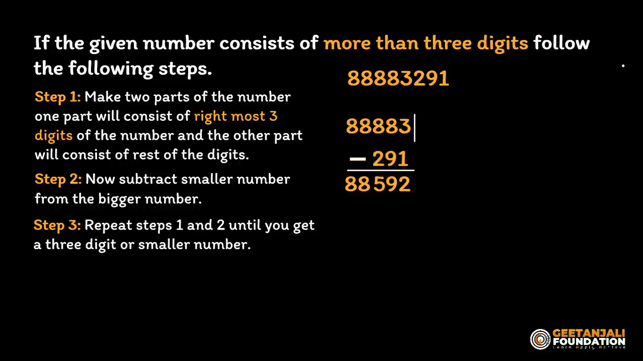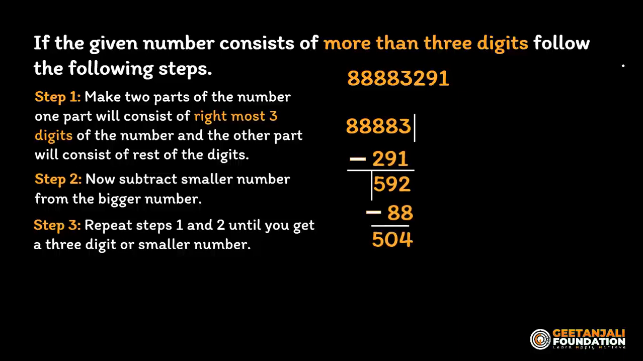This is a big number. We can follow the same steps once again. So we separate the last 3 digits. 592 is the number and the other number is 88. Now 88 is smaller, so we will subtract 88 from 592. When you subtract it, you get 504.